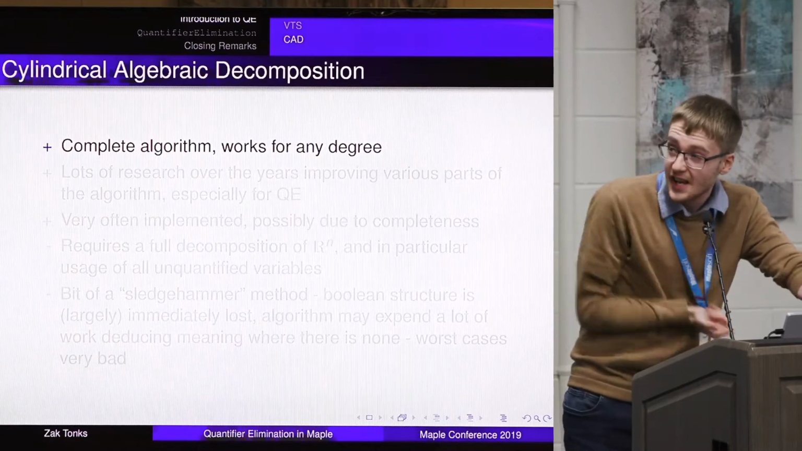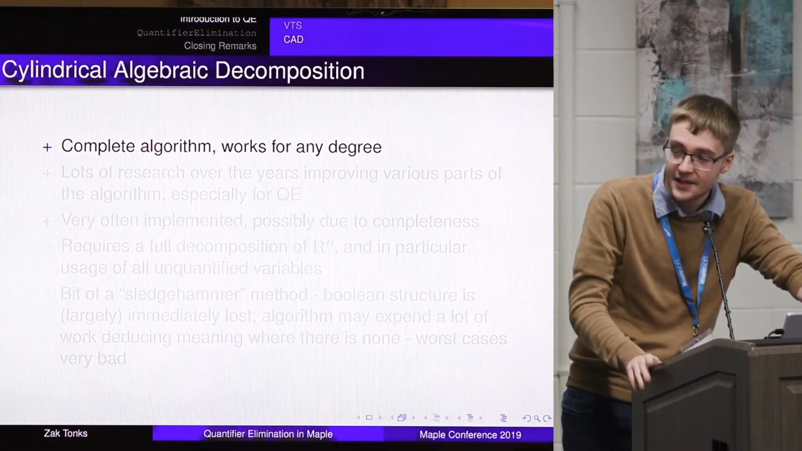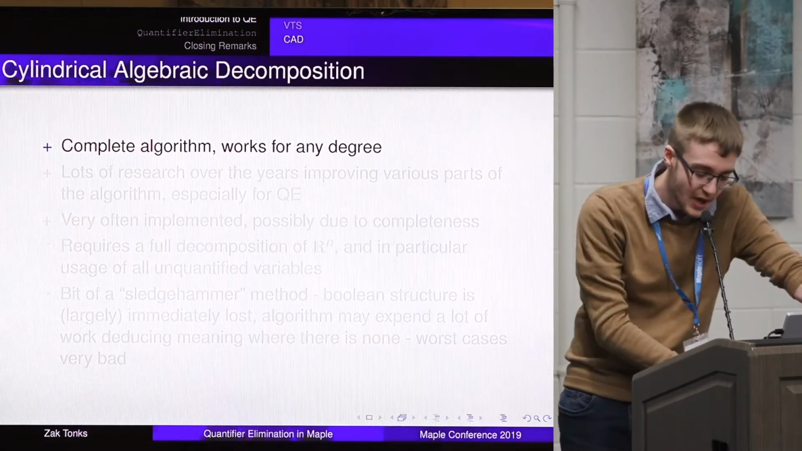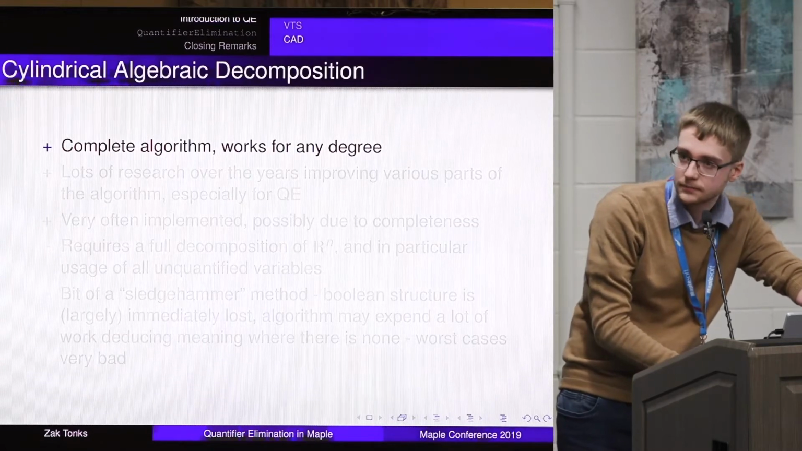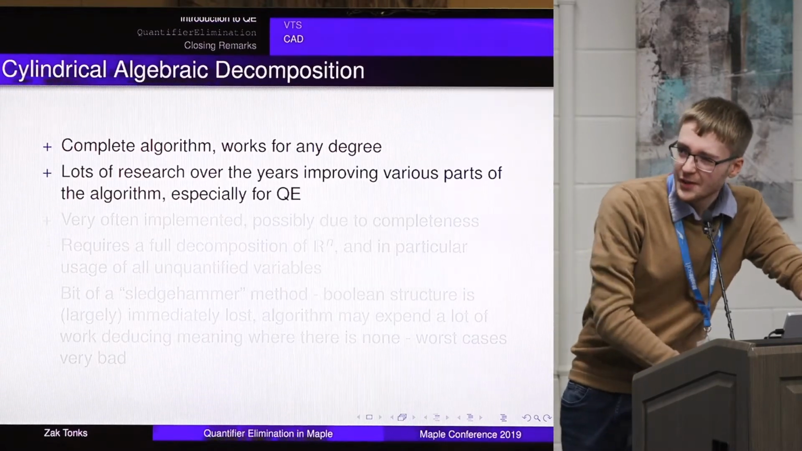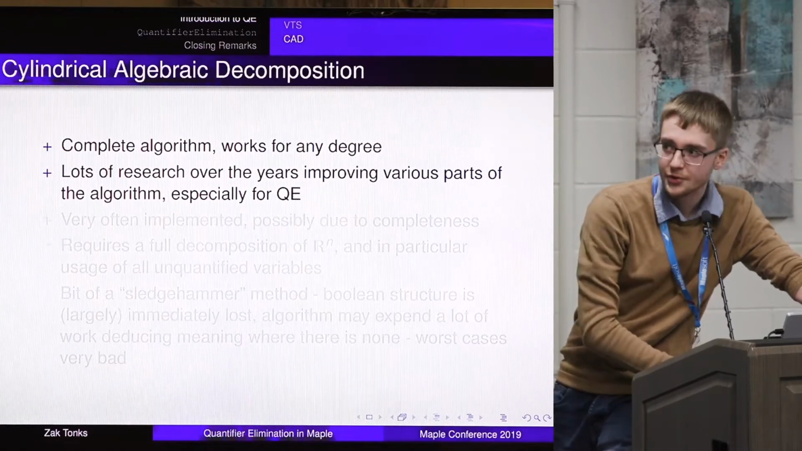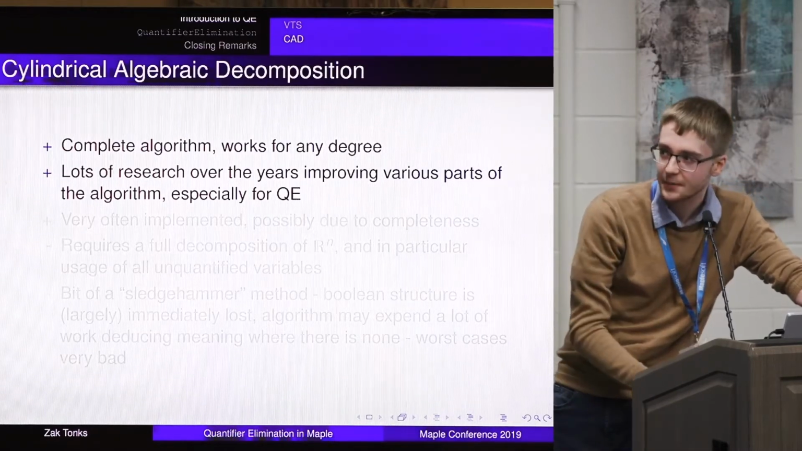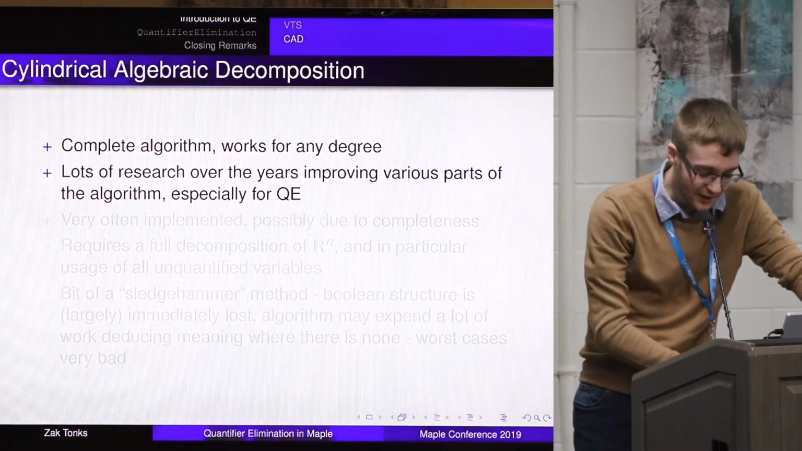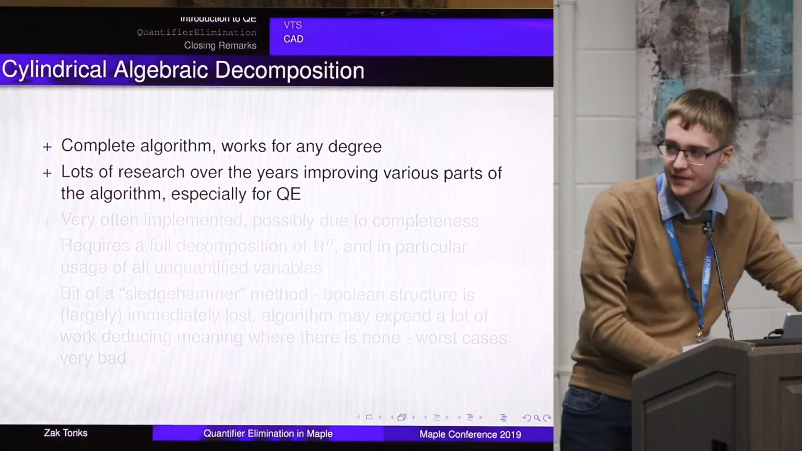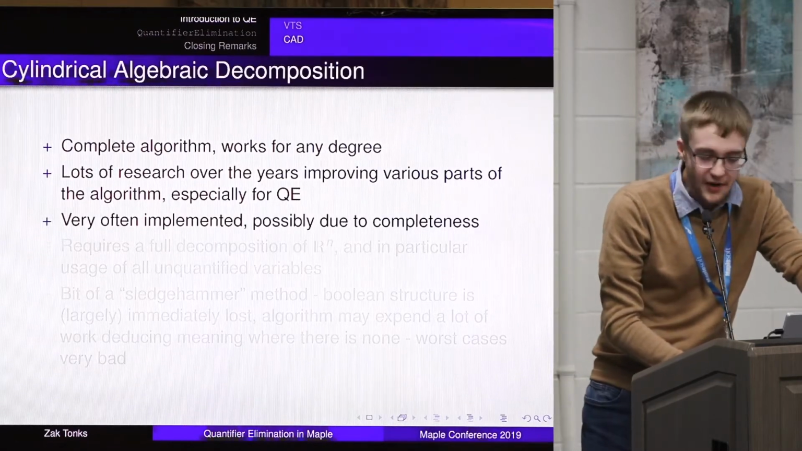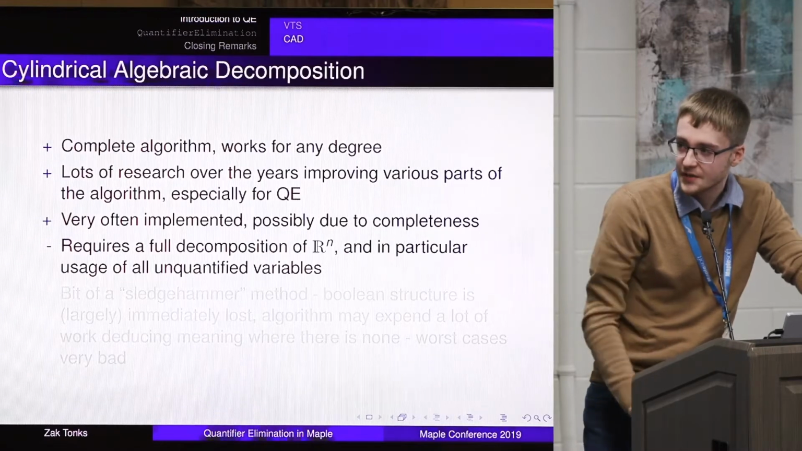So pros and cons of CAD. It's a complete algorithm. It works for any degree, unlike VTS, which only works up to degree 3. It's had lots of research over the years because it's complete, almost really. So it's popular in the sense that it's complete. So it's had lots of research done on improving projection, trying to make things faster. Very often implemented. There's quite a few implementations.